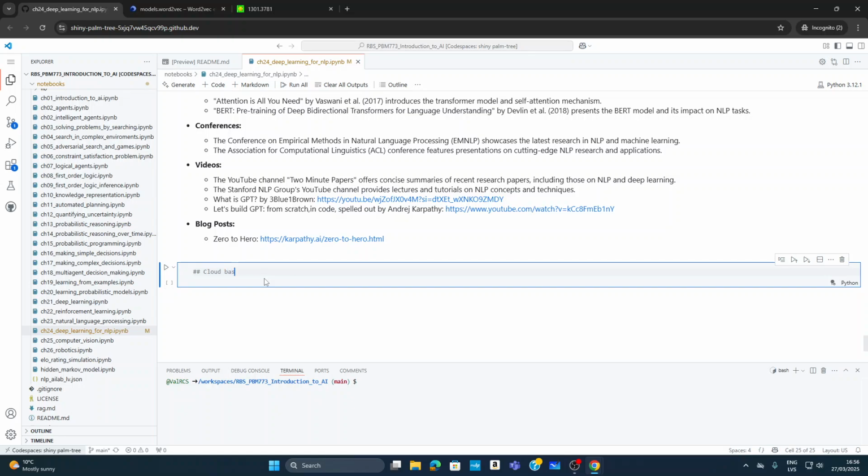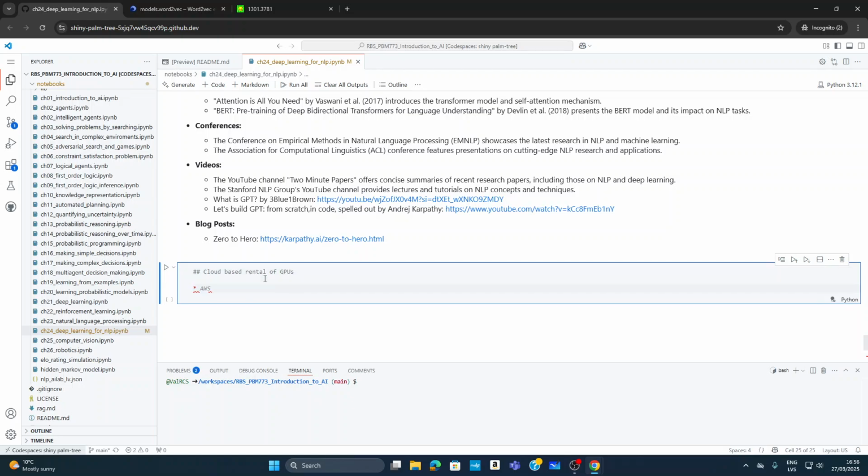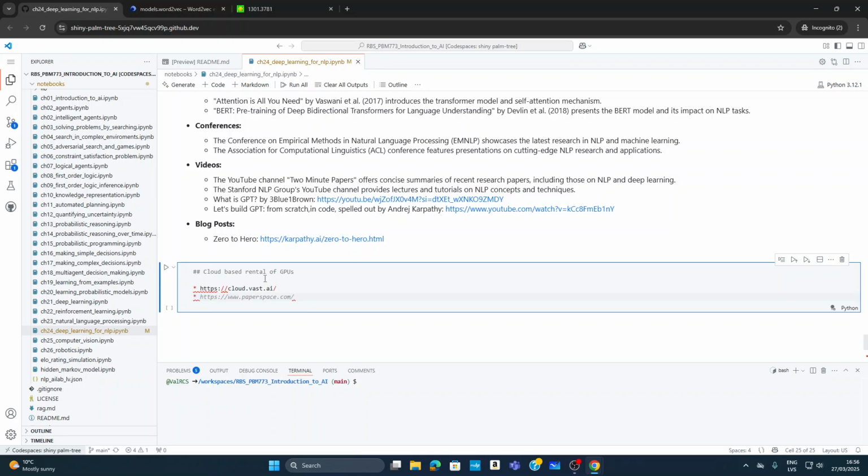Okay, so cloud-based rental of GPUs. Google also rents, Google Colab. Well, free. You can play around. It's free or low cost. Expensive. Latest and greatest.